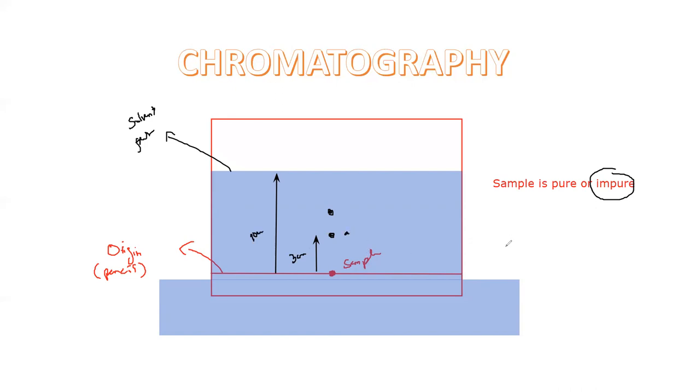So for spot A, what is the Rf value? Distance moved by spot divided by distance moved by solvent front. So it will be 0.3, the Rf value for the first spot. And what about the second spot? For example, the second spot rises to 6 centimeter. The Rf value for B will be 6 divided by 10. So the Rf value cannot be more than 1. Whenever you have an Rf value, it cannot be more than 1. It can be equal to 1, but that is rare, and it is always less than 1.